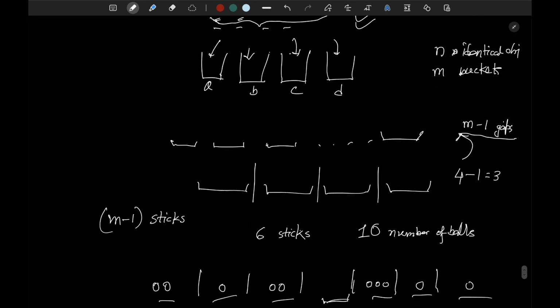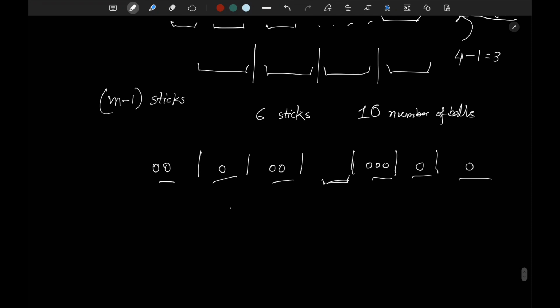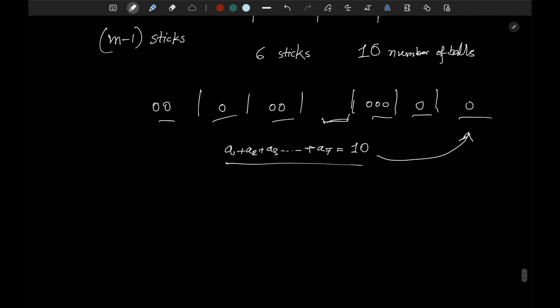The only thing was that in this question we had a1 plus a2 plus a3 plus dot dot dot a7, a total of 7 buckets, and the number of identical objects in this case was 10. So this particular equation can be represented in this form. Or we can also think of it like this: suppose we had 10 balls, and how many sticks or gaps did we have for these 7 buckets? The number of gaps was 6.